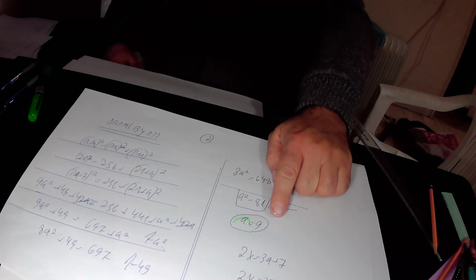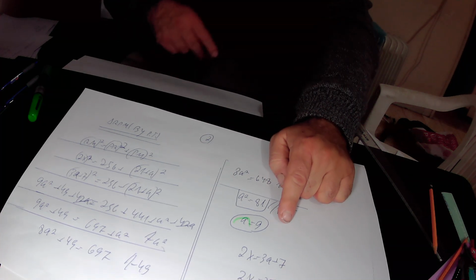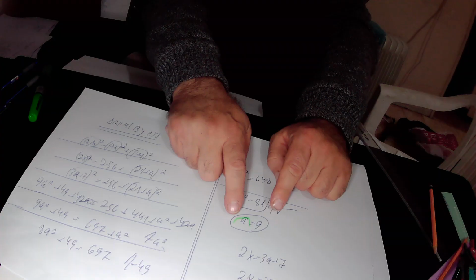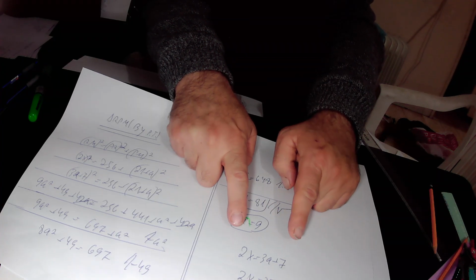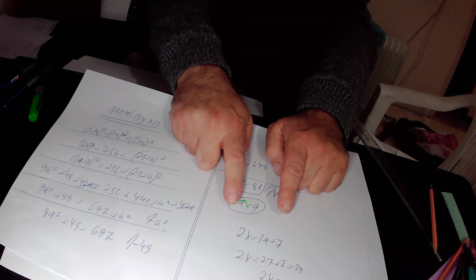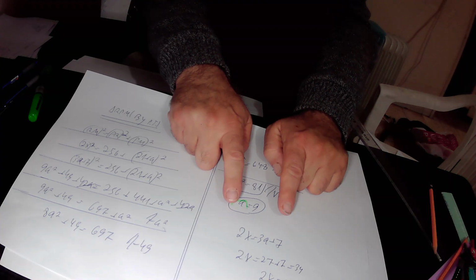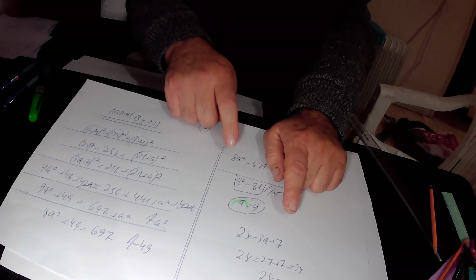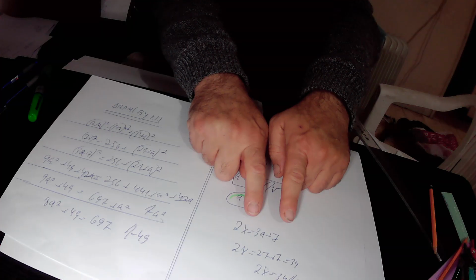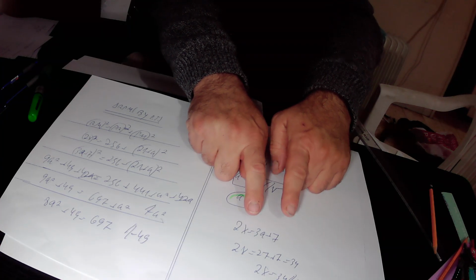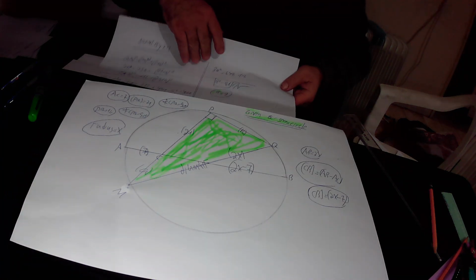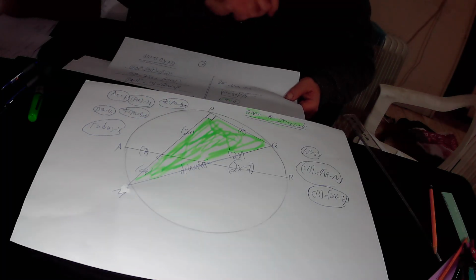We found out that 2x equals 3a plus 7. A is 9, so 3a is 3 times 9, that is 27, plus 7. So 2x equals 27 plus 7, that is 34. So 2x equals 34. Here we divided this equation by 2 and finally found out that x equals 34 over 2, which is 17. So the radius of this semicircle, x, equals 17 units in length.